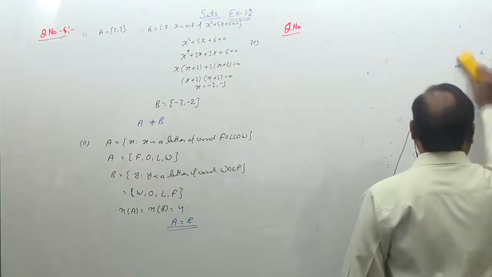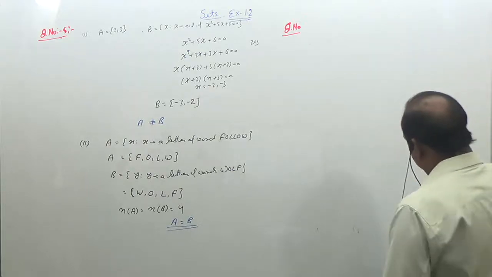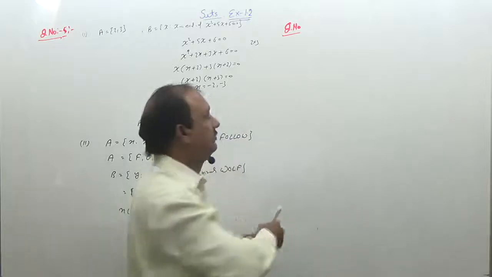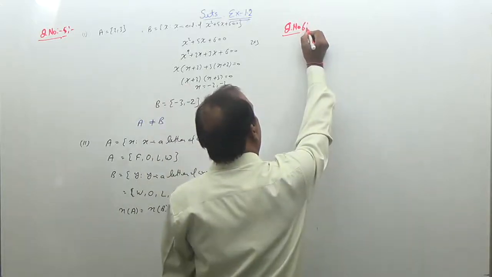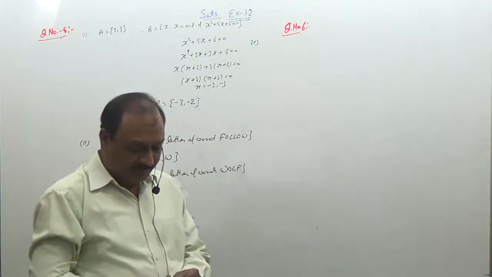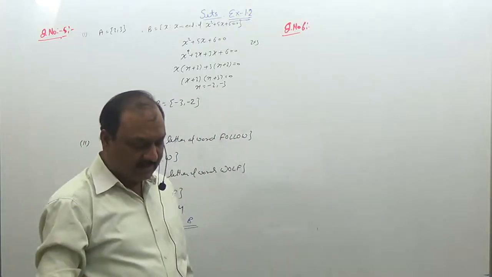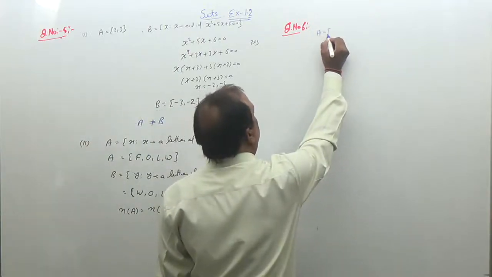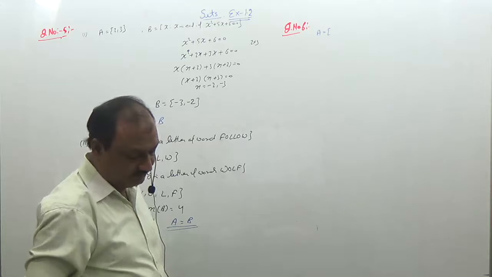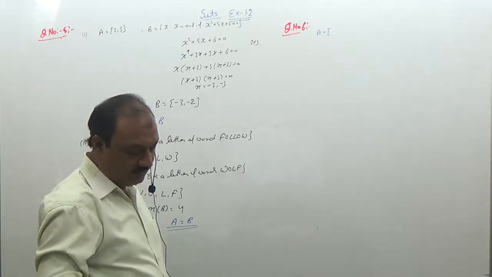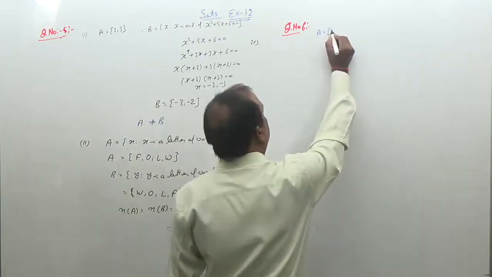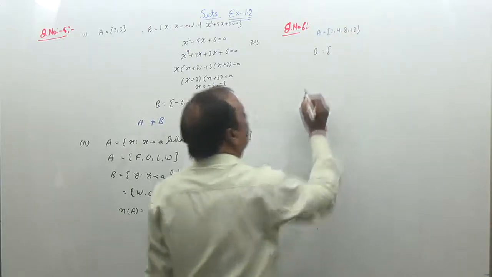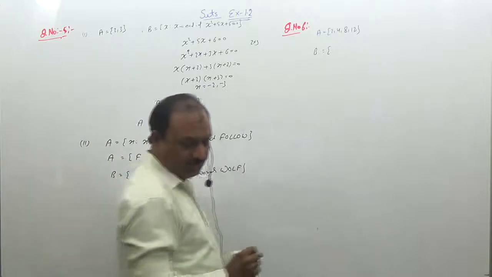Next is question number 6. Question 6 is, from the given sets below, set A is given as 2, 4, 8, 12. Set B has the elements 1, 2, 3, 4.